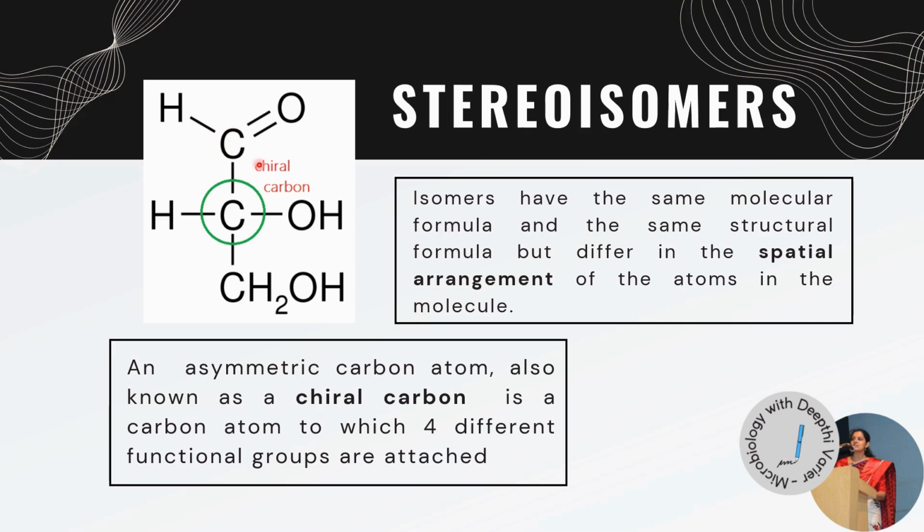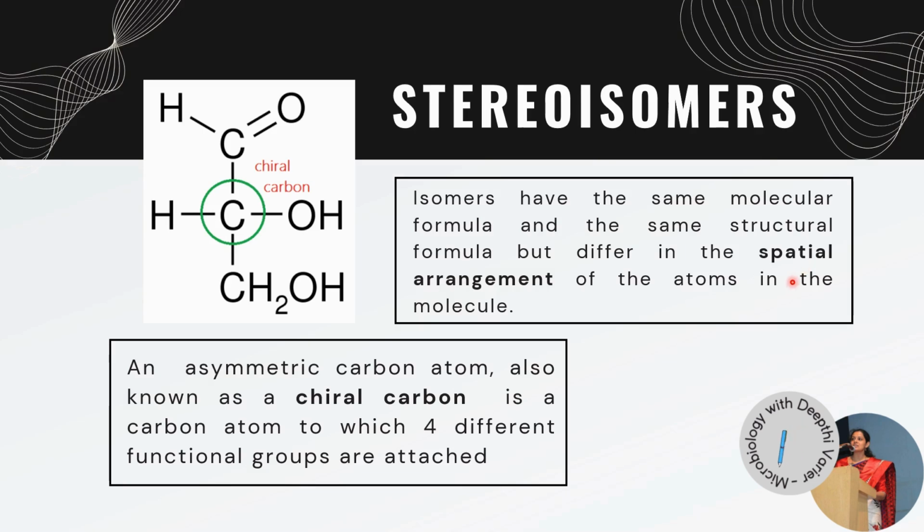On one side there's a CHO group, that's the aldehyde group. On one side it has OH, that's the alcohol group. On one side it has CH2OH, and the last one is attached to a hydrogen. So these stereoisomers differ in their spatial arrangement, in the 3D arrangement around that chiral carbon. And that is why they form different types of stereoisomers.